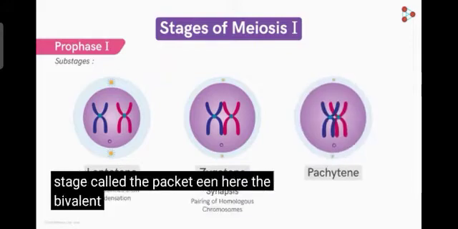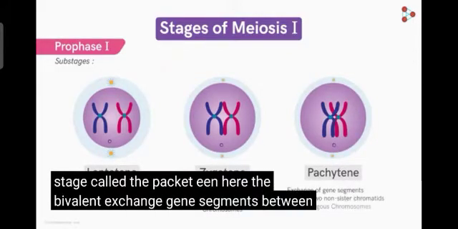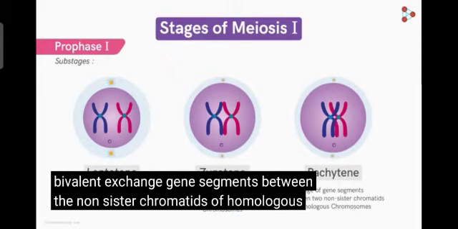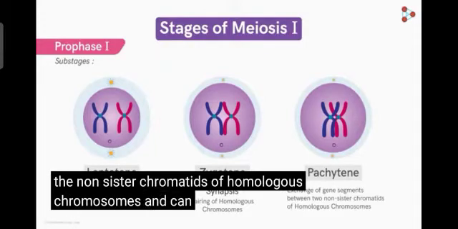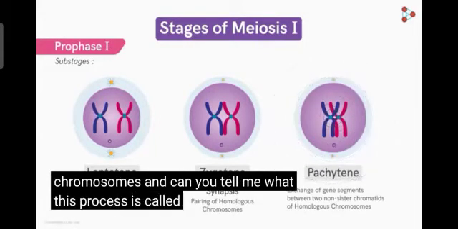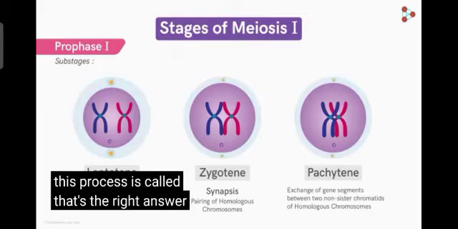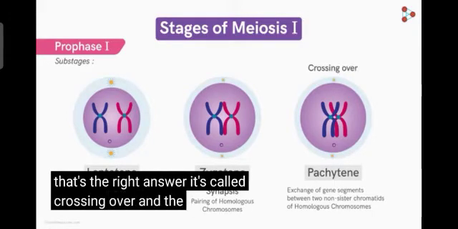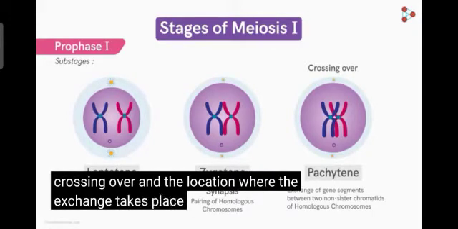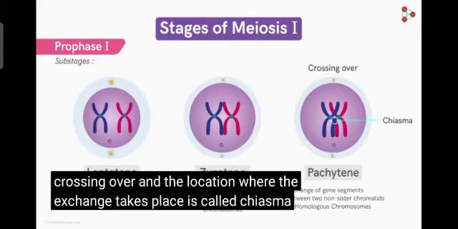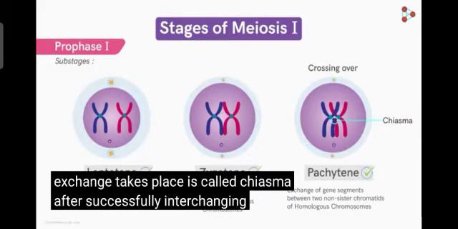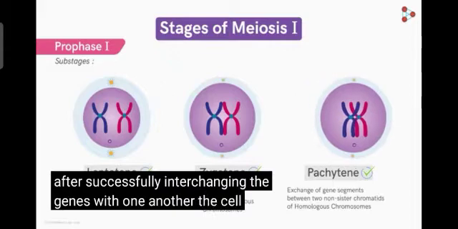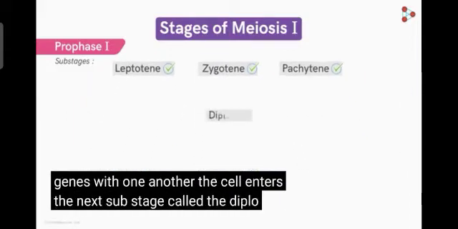Here, the bivalents exchange gene segments between the non-sister chromatids of homologous chromosomes. And can you tell me what this process is called? That's the right answer. It's called crossing over. And the location where the exchange takes place is called chiasma. After successfully interchanging the genes with one another, the cell enters the next substage called the diplotene.